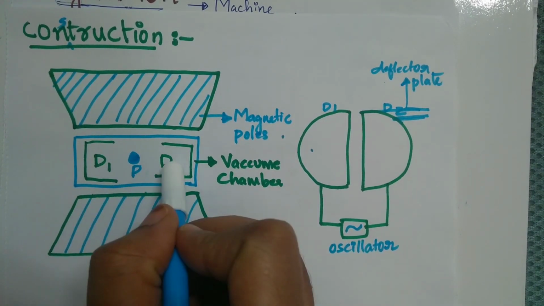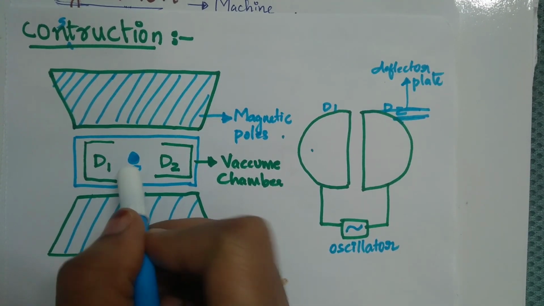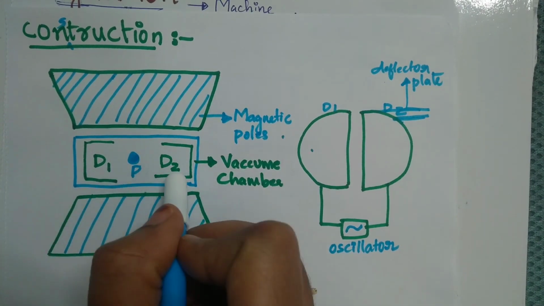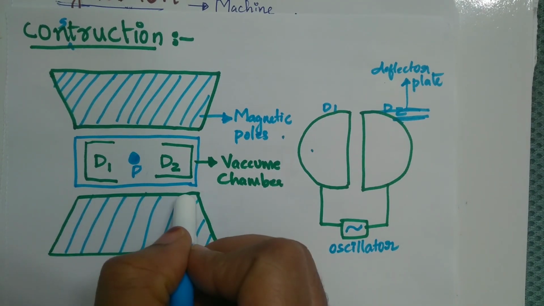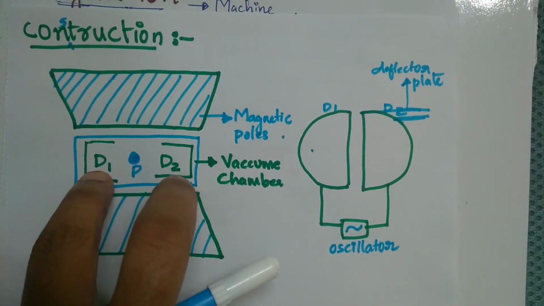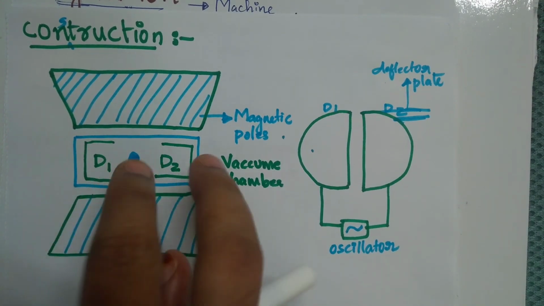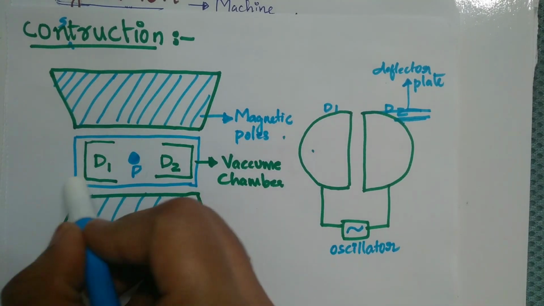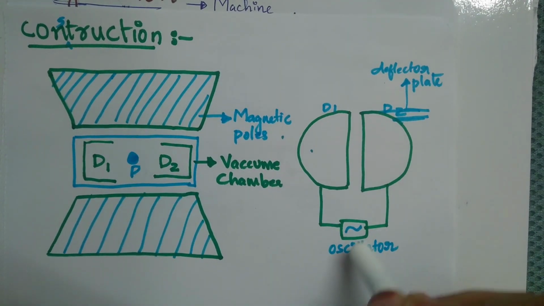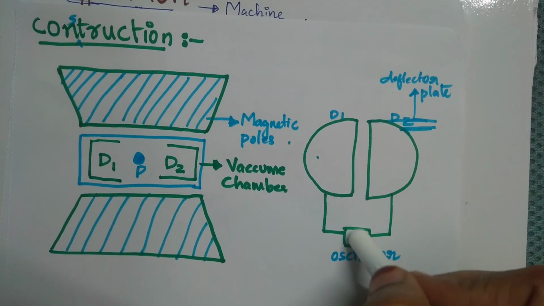At the midpoint of the gap between the D's, we have the positively charged particles. Hope you understood this. These D's are insulated from each other, not connected to each other, and enclosed inside a vacuum chamber. The D's are connected to an oscillator. This is a high frequency oscillator, that is the external power supply.